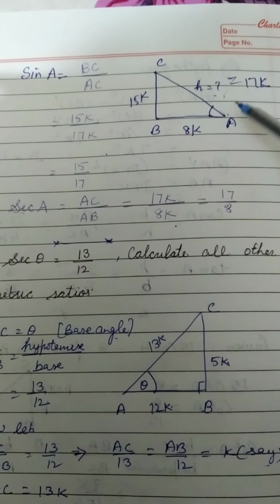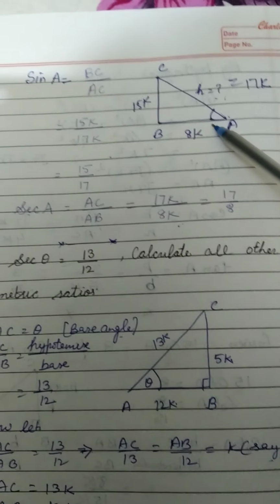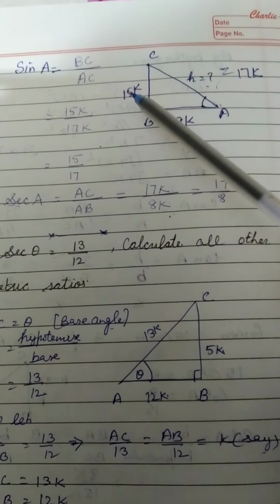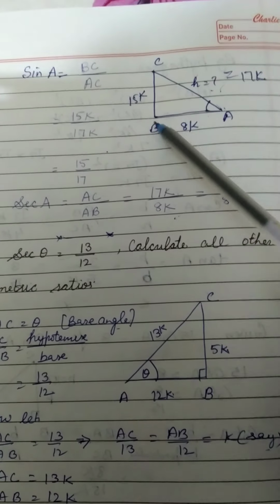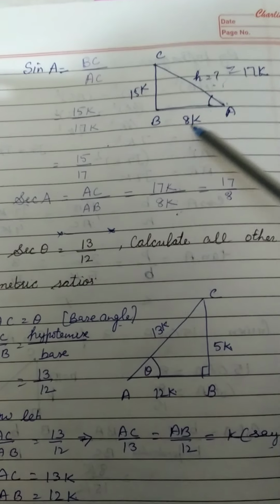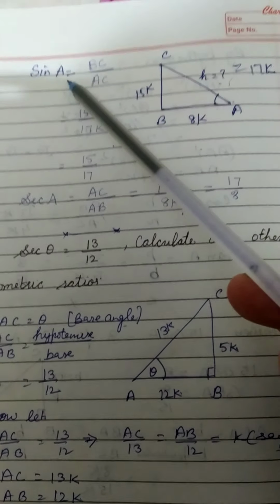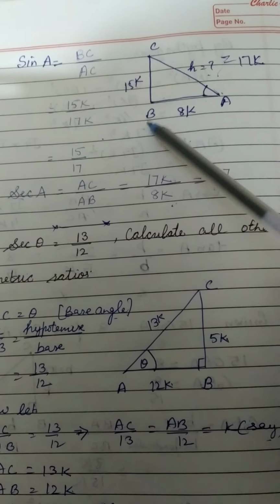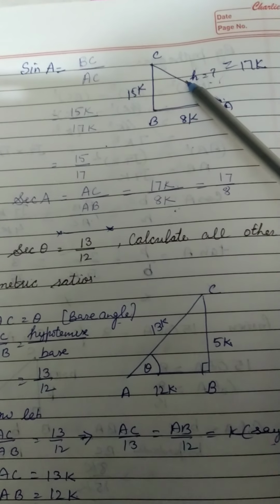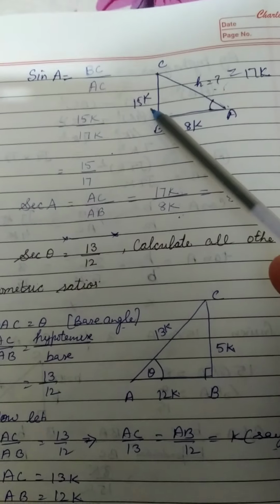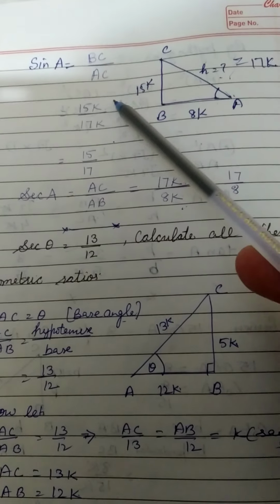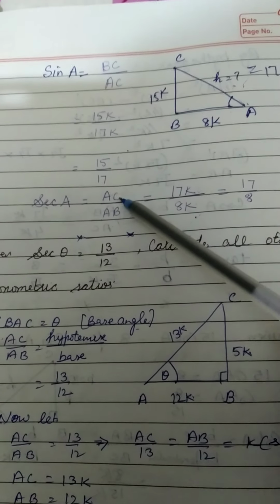In this triangle ABC, angle A is the base angle, hypotenuse is 17K, perpendicular is 15K, and base is BA, that is 8K. Then sine A is BC upon AC, that is perpendicular upon hypotenuse. It is 15K upon 17K. K cancels and we get 15 upon 17.